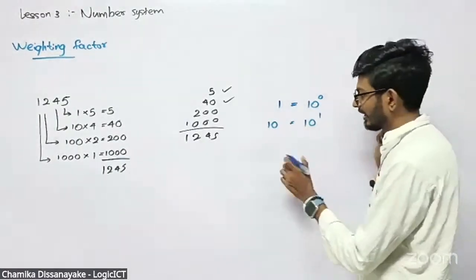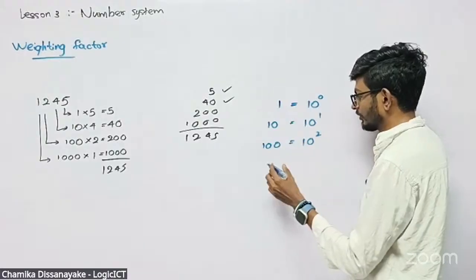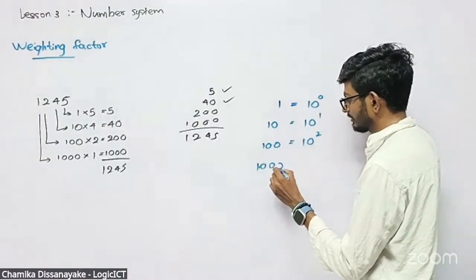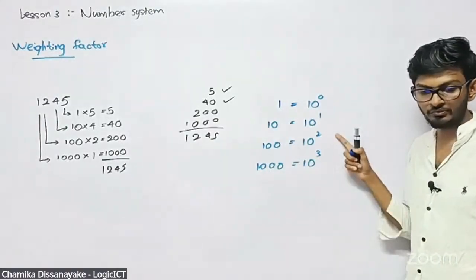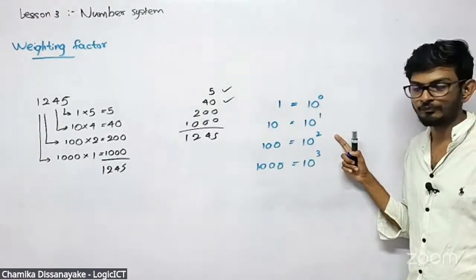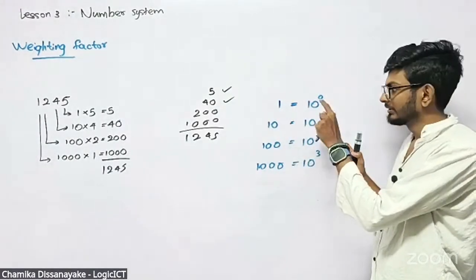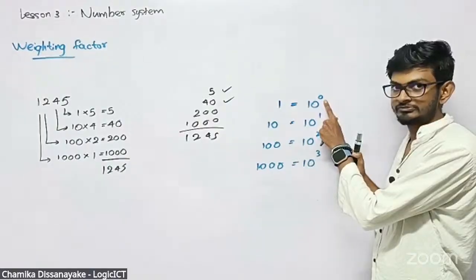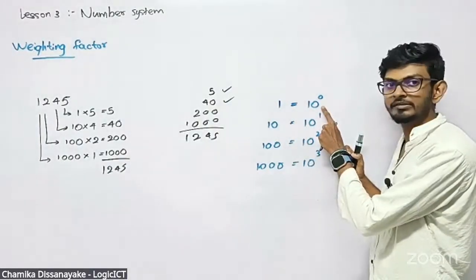10 to the power 2 is equal to 100. 10 to the power 3 is equal to 1000. I think you know these things, no? In mathematics, for every number, the 0th power is equal to 1. This is, I think, a new thing.